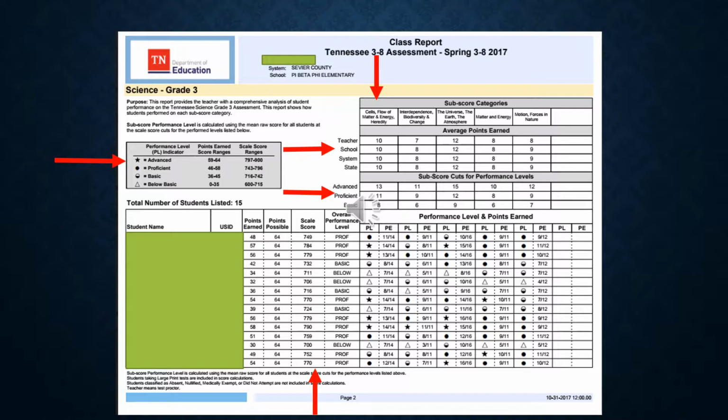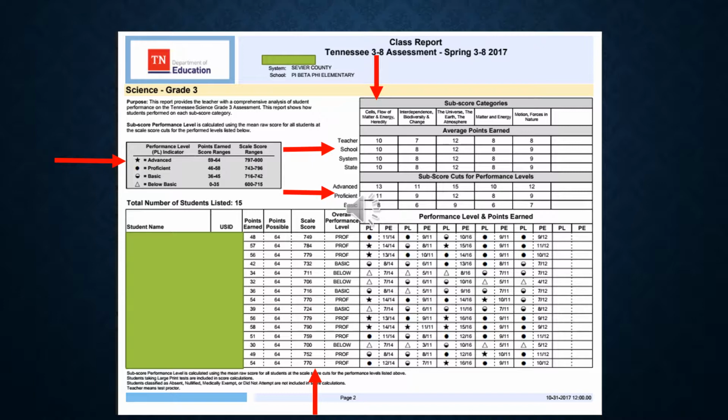each reporting category. Below the sub-score categories, there is a graph section that has average points earned for the teacher, school, district, and state. The next section tells us the cut scores for each reporting category. For instance, you can see the first student who scored 11 out of 14 in cells, flow of matter and energy, and heredity just made the proficiency cut at 11.